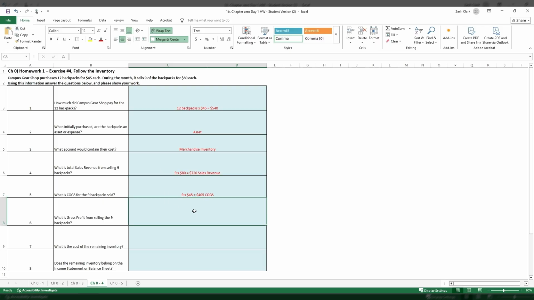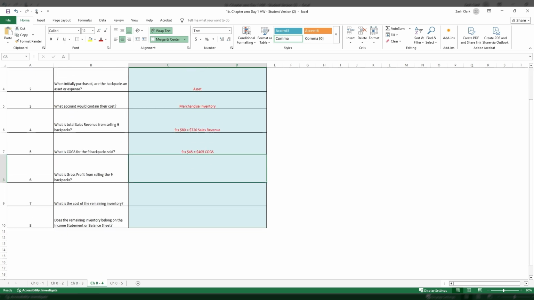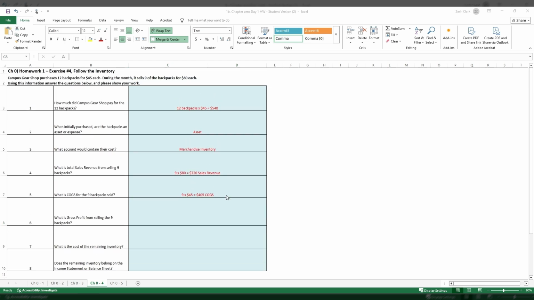Next problem says, what is the gross profit here? This ties back in with our previous problem. Sales revenue minus cost of goods sold gives us gross profit. So 720 minus 405 equals $315 of gross profit.